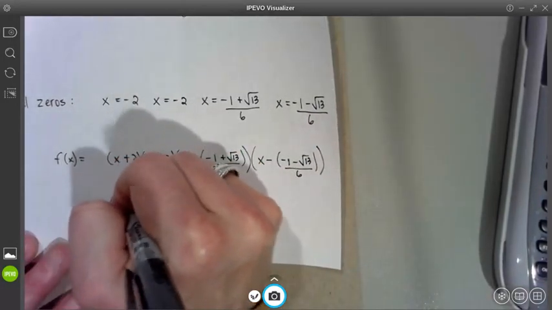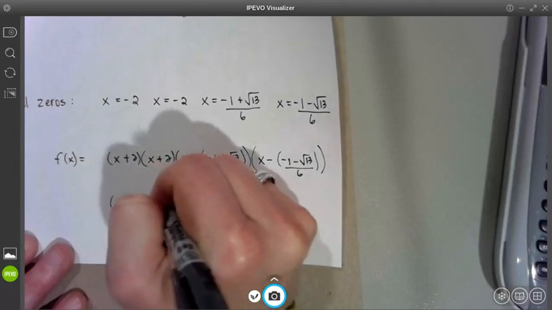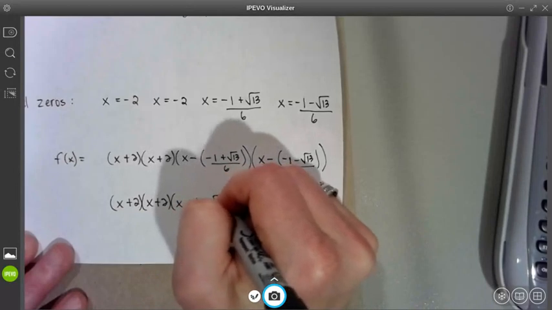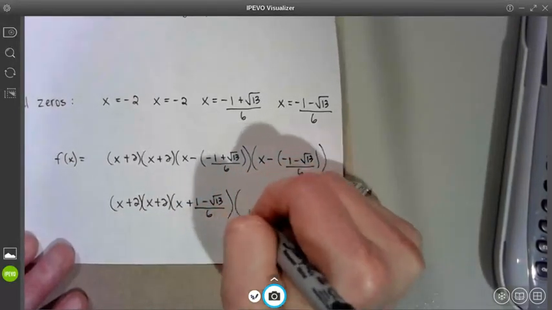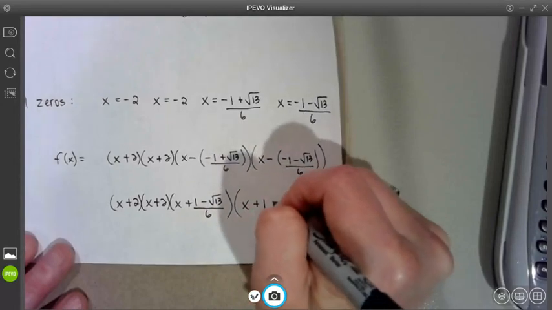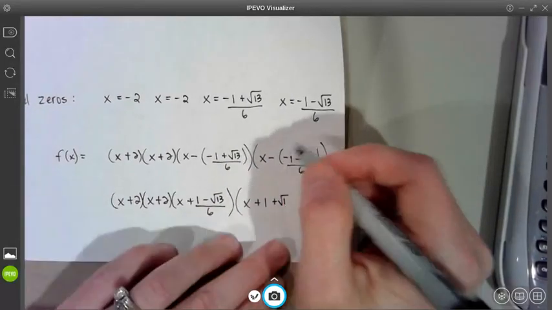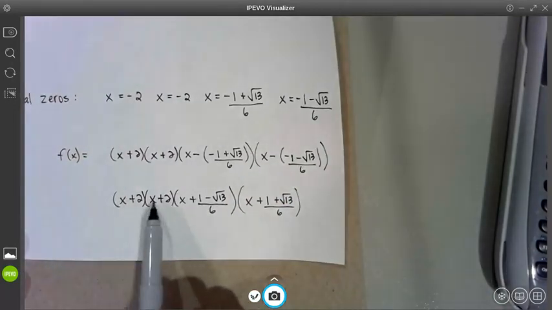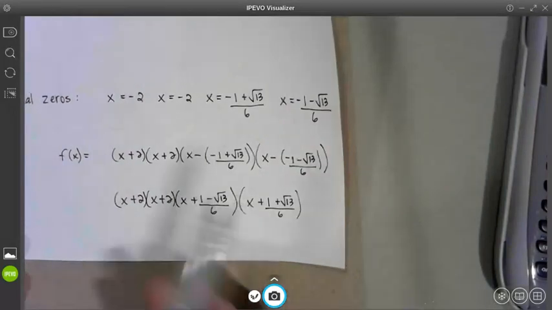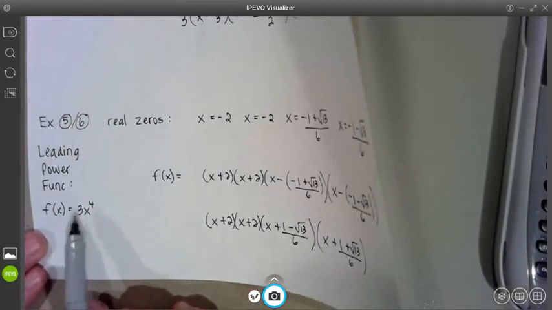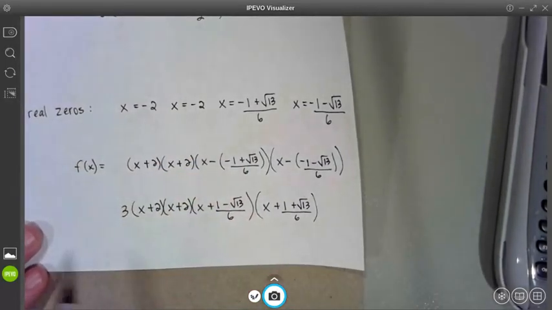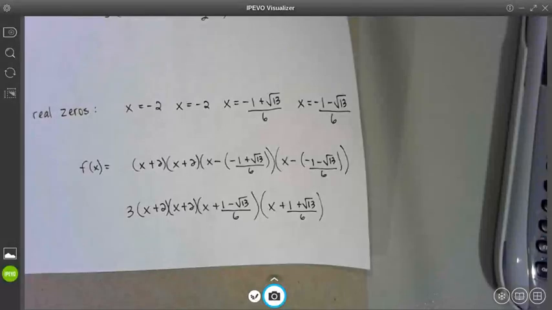I'm going to get x plus 2, x plus 2, and then it'll be x plus 1 minus root 13 over 6, and then x plus 1 plus root 13 over 6. And now again, your fronts, x times x times x times x, they only multiply to 1x to the 4th, and our leading power function in this problem was 3x to the 4th. So that could just be as simple as popping a 3 in front, all right? And you could call it a day, and you would have the correct polynomial function in factored form, okay?